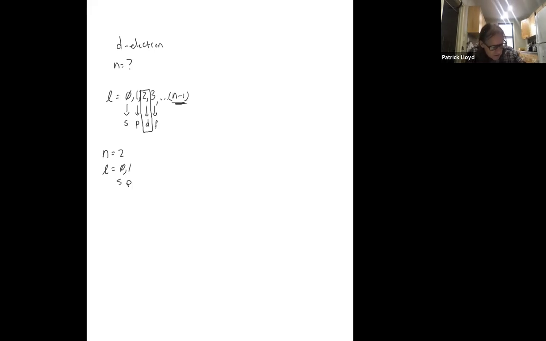So let's go up to the next one, n equals 3. Well, now L can be 0, 1, or 2. Well, that's SPD. There you go, right there. If L is 2, that's a d orbital. When can that happen? If n is at least 3. So if n is 3, you can get a d orbital. And that's why we have 3d orbitals, but not 1d or 2d. You can have higher, 4d, 5d, but the minimum value would be n equals 3. Okay, kind of cool.